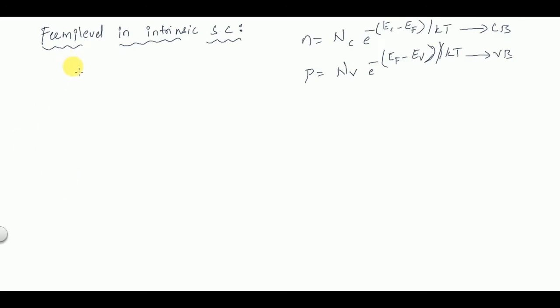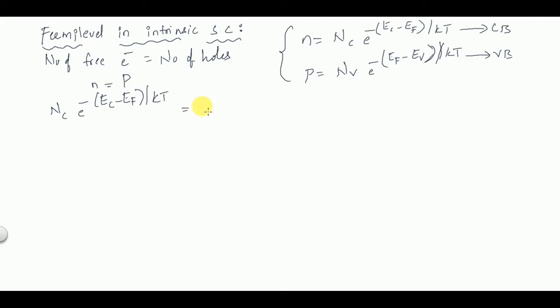So what is the condition in the case of intrinsic semiconductor? In intrinsic semiconductor, number of free electrons is equal to number of holes, that is n is equal to p. So from these two equations, substituting here, we'll have n is equal to Nc into e power minus (Ec minus Ef) by kT is equal to Nv into e power minus (Ef minus Ev) by kT.